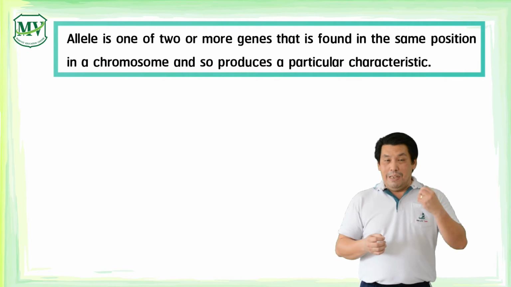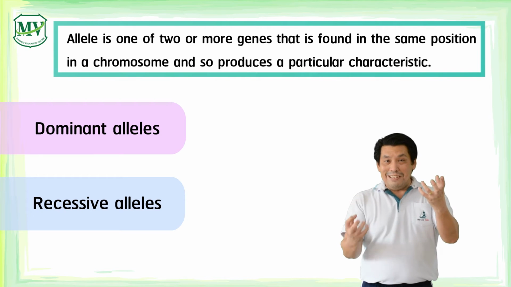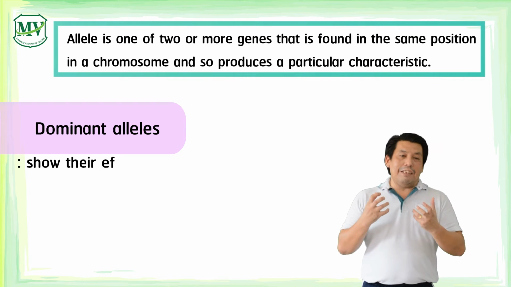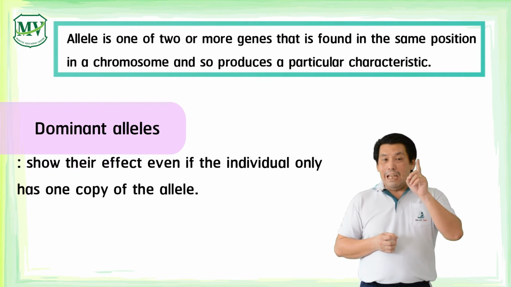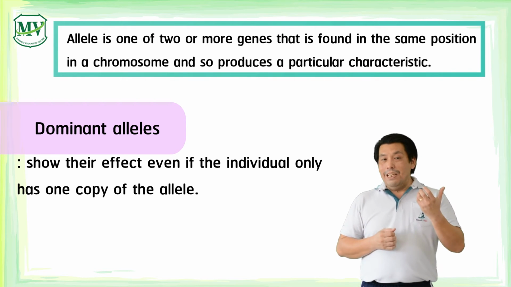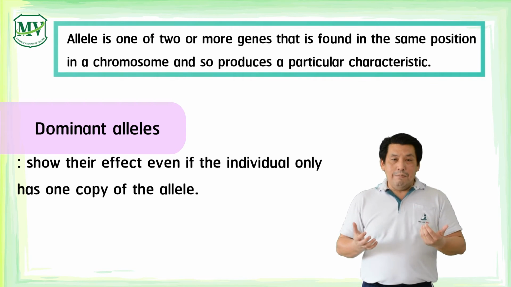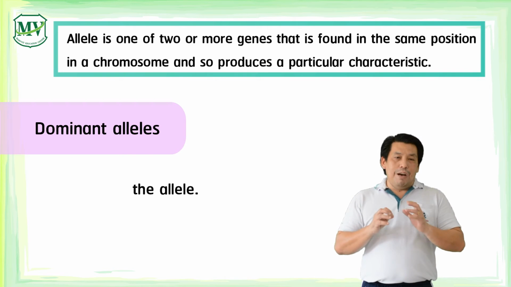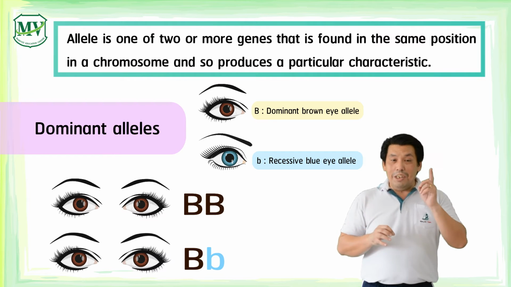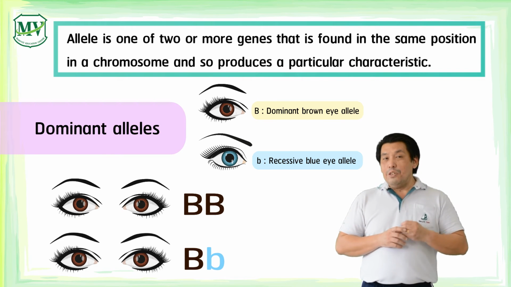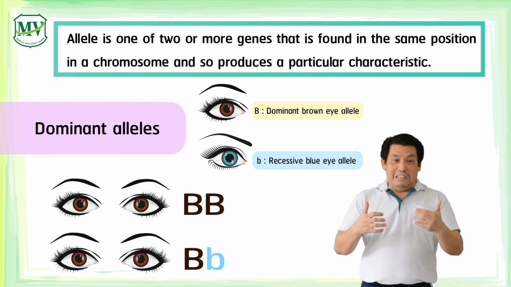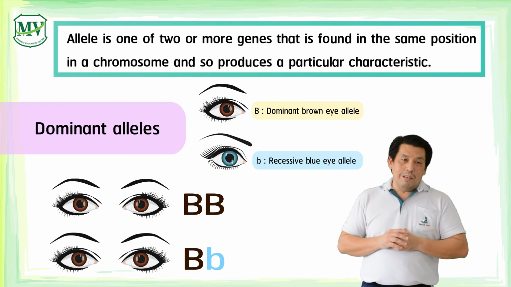Alleles can either be dominant or recessive. Dominant alleles show their effect even if the individual only has one copy of the allele, also known as being heterozygous. For example, the allele for brown eyes is dominant. Therefore, you only need one copy of the brown eye allele to have brown eyes. Although with two copies, you will still have the same brown eyes.